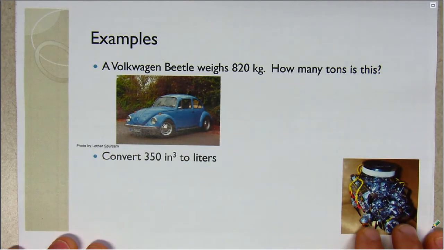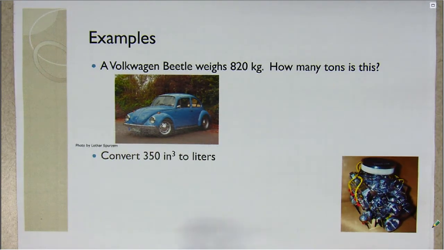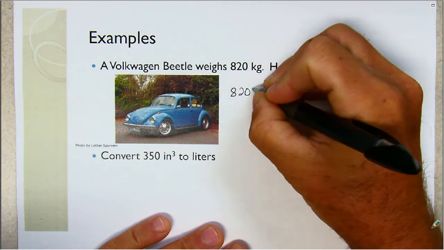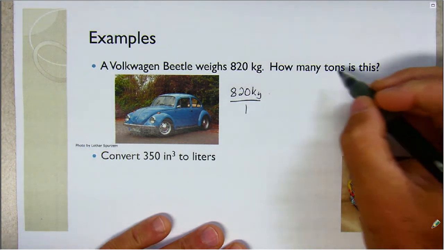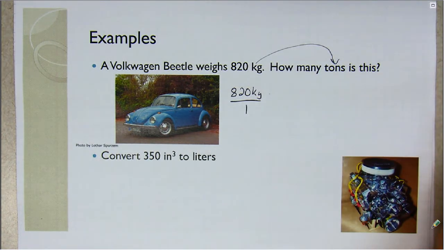Okay, let's take a look at two more examples, and then I'm going to give you a little practice as we wrap this up. A VW Beetle weighs 820 kilograms. How many tons is that? Well, let's figure it out. 820 kilograms will be put over 1. Now we want to get from kilograms to tons. We can't do that in one step.